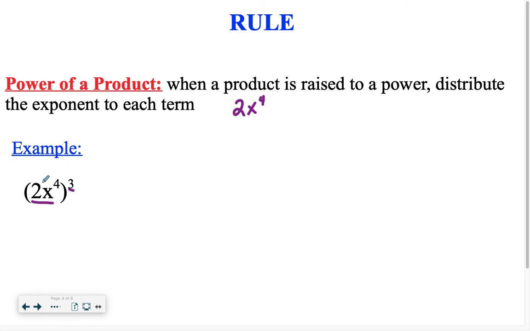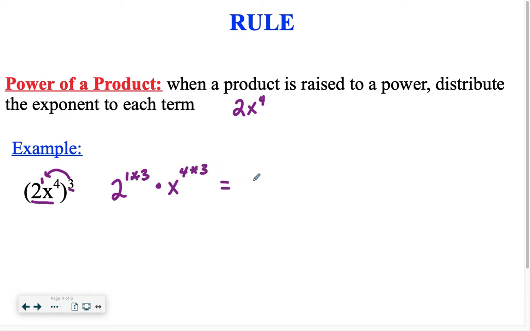This 2 has that invisible 1 right there, so you'd multiply that. So you'd say 2 raised to the 1st power times 3. Then I have x to the 4th times 3.